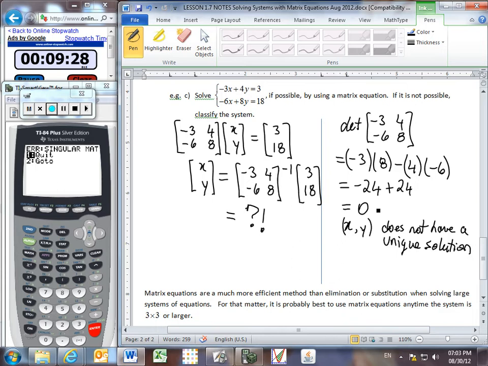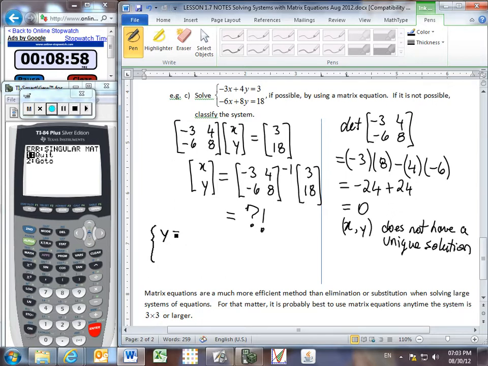And so our matrix equation method fails miserably if we get a determinant of 0. All we know is that it does not have a unique solution, but we're going to have to revert to either our graphing of lines technique or our algebraic techniques of substitution and elimination in order to classify the system. Now I'm going to choose a graphing technique here, so I'll take my original system and write it in slope-intercept form.